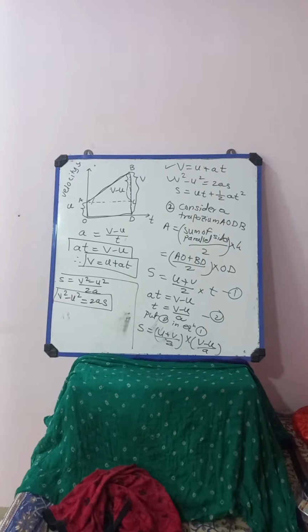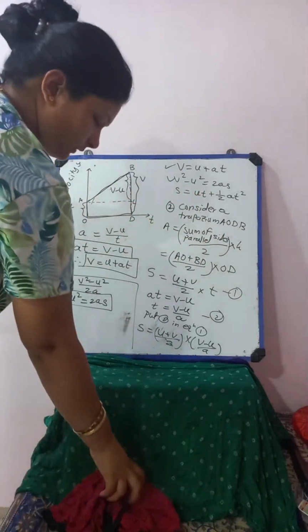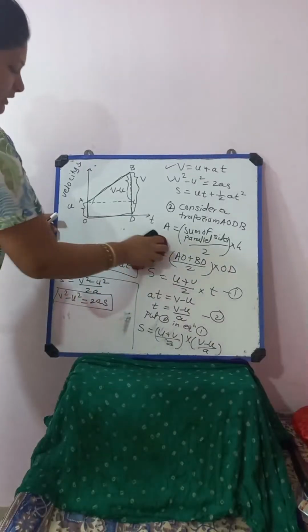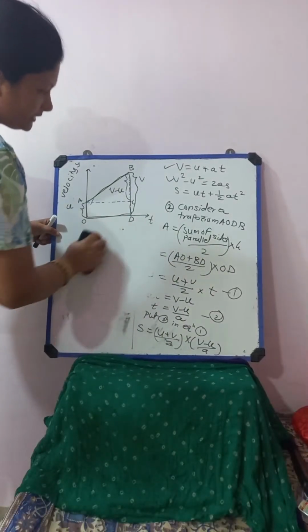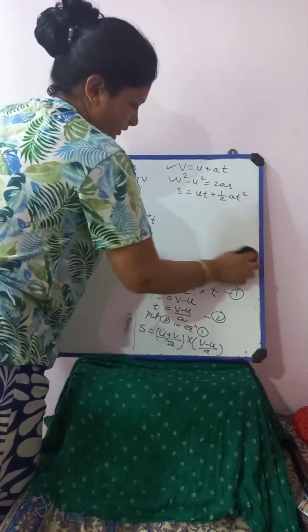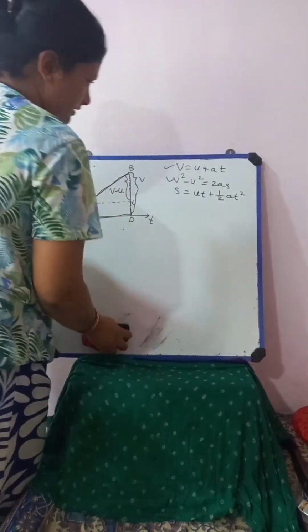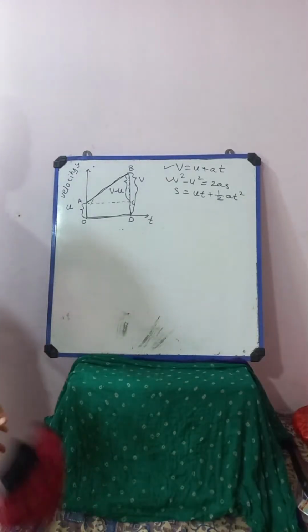Okay, Ishan. Now we are going for the next part, that is S is equal to UT plus half AT square. I hope you have the derivation, you copied this or maybe took a screenshot. So we will go for the next one, that is the third one. So third is nothing but what? S is equal to UT plus half AT square.